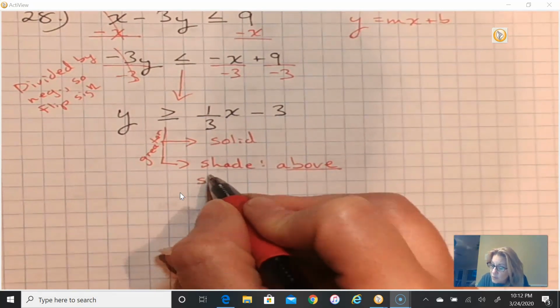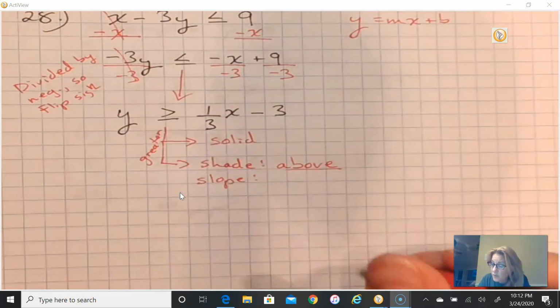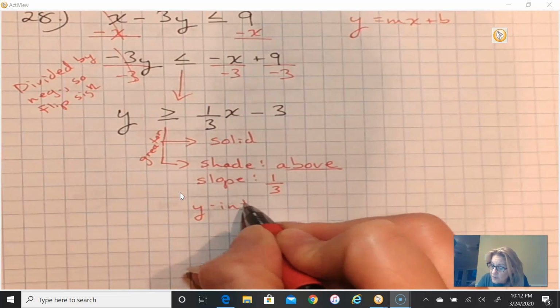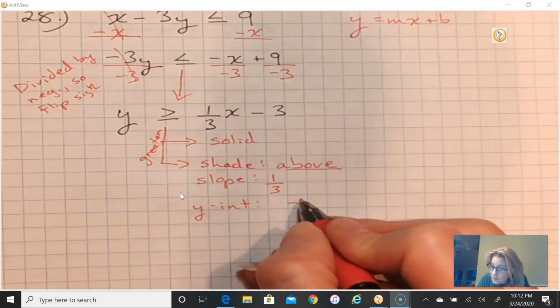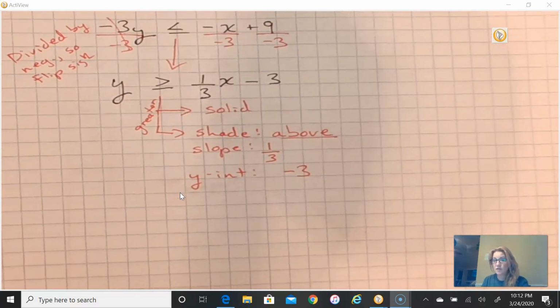Now your slope, it's 1 over 3. Your y-intercept, negative 3. Okay? Now I'm going to graph.